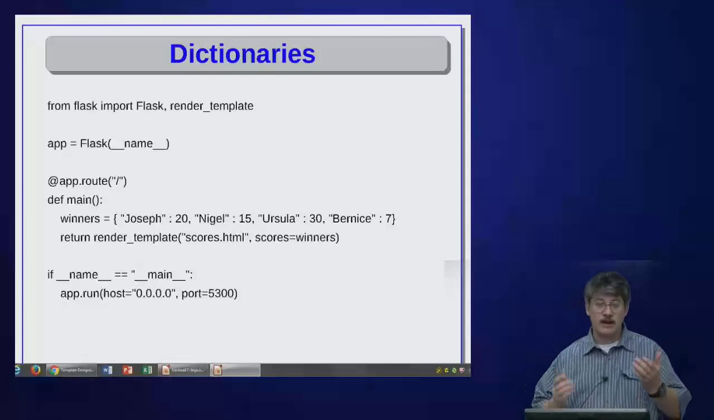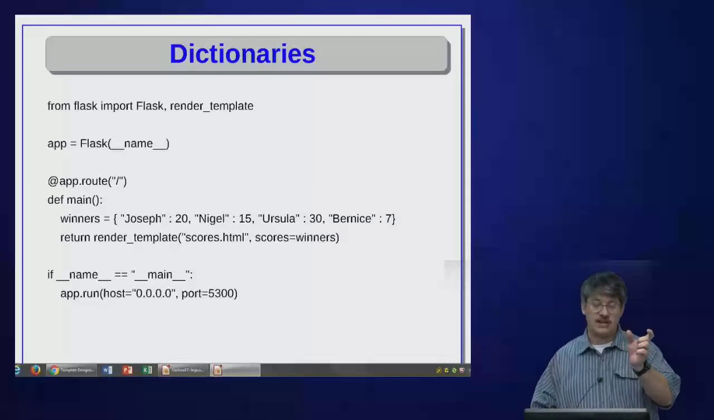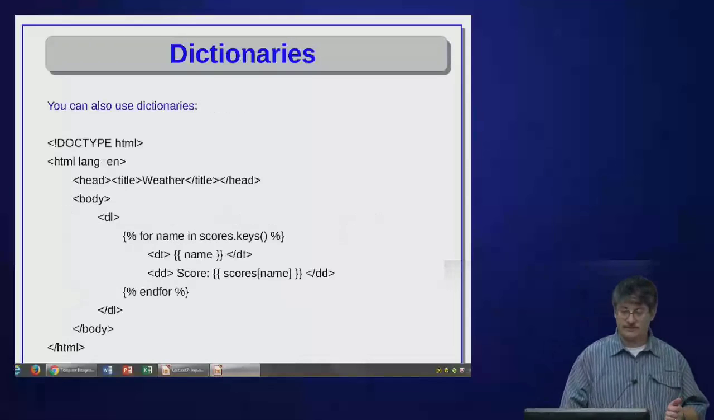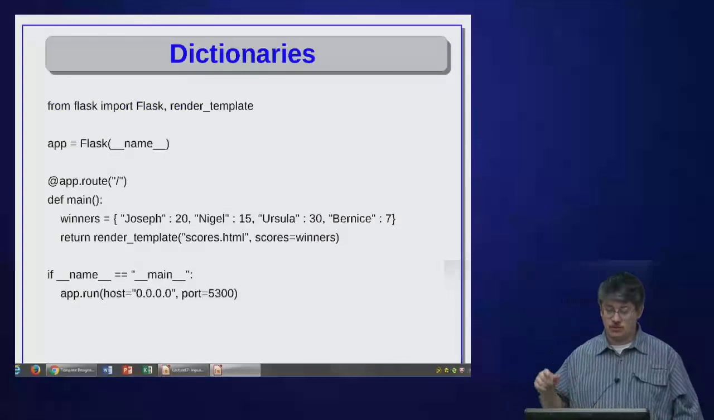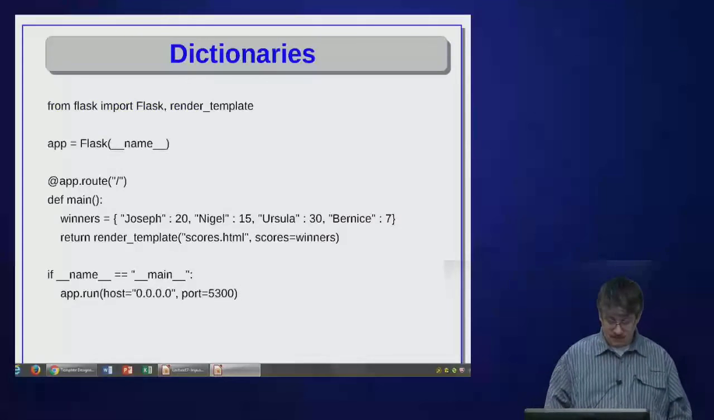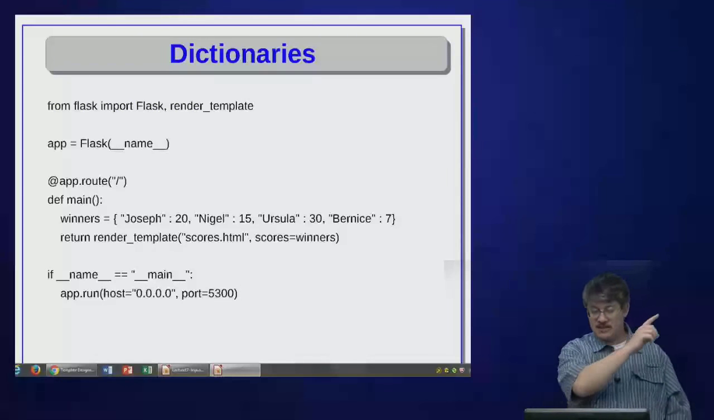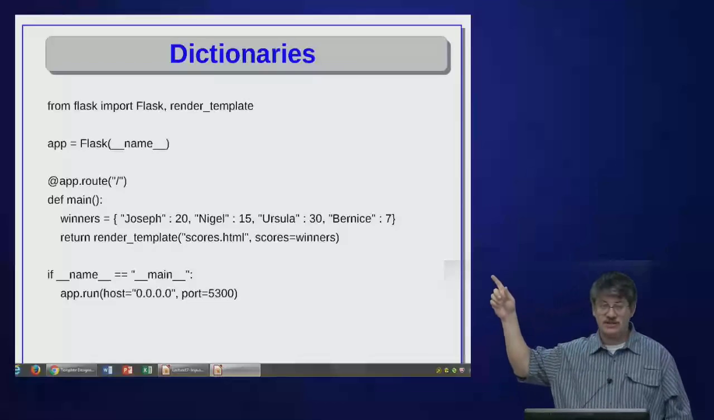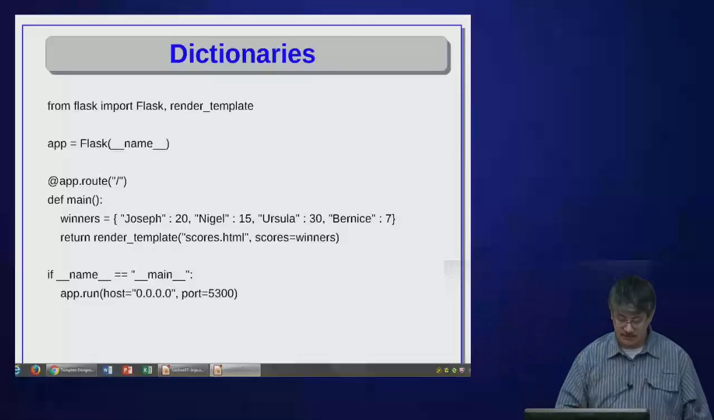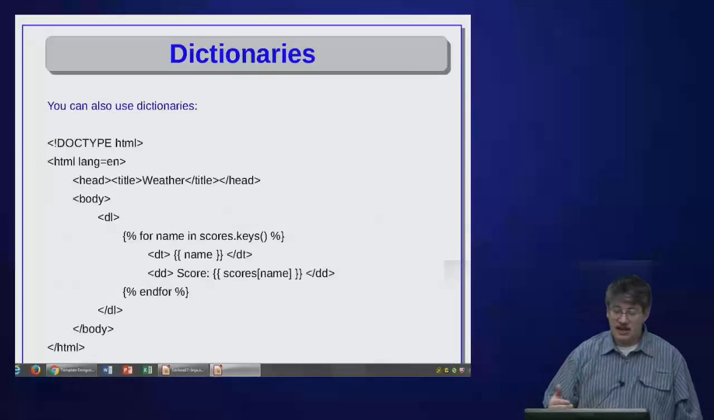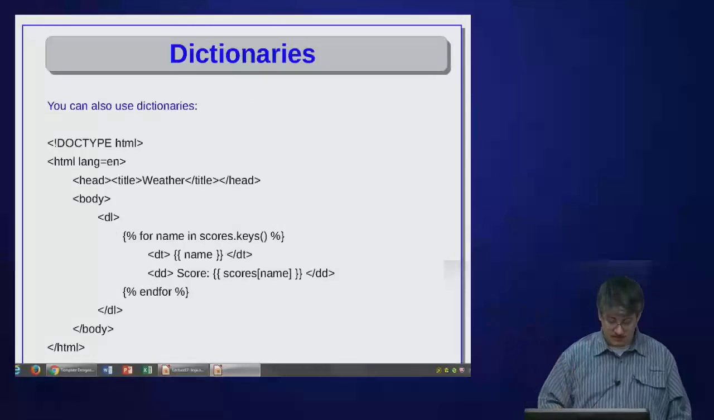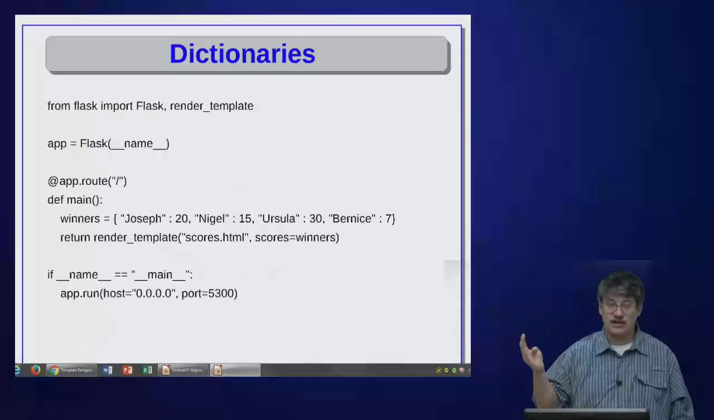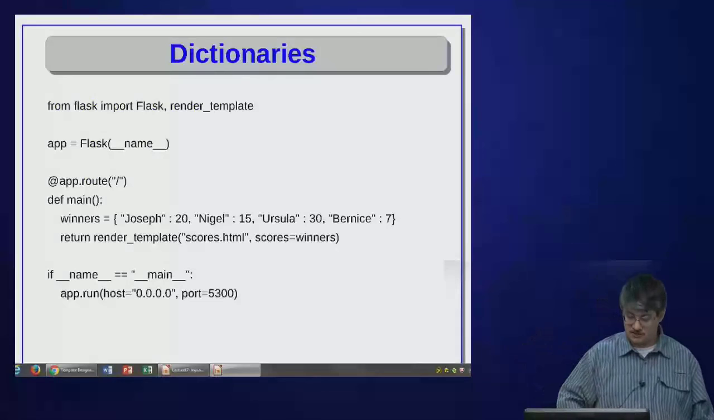And then I use my render_template function. I return render_template. And I have to tell it the name of the template, which is scores.html. That's the name of this file here. And then I set scores equal to my winners dictionary. So it's going to take this mapping that says Joseph has 20, Nigel has 15, Ursula has 30 points, and Bernice has 7. And that's going to be named scores in my template. So when it renders this template, everywhere it sees scores, the keys are going to be Joseph, Nigel, Ursula, and Bernice. And it's going to map Joseph to 20, Nigel to 15, Ursula to 30, and so forth.